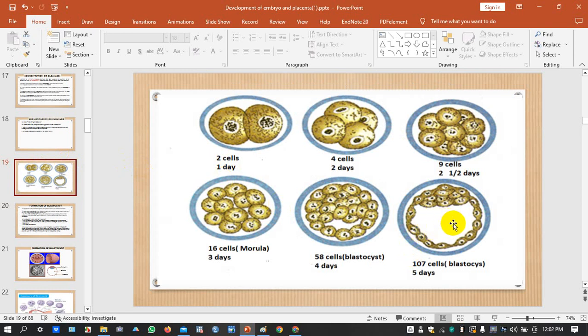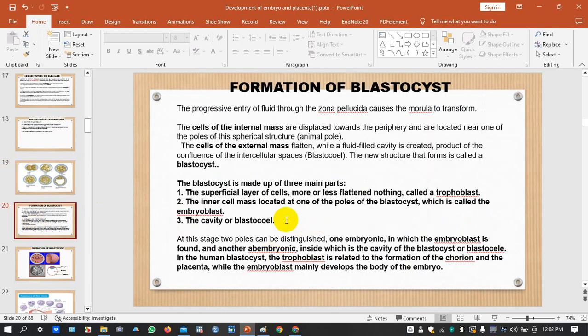This is a fluid-filled cavity. It contains fluid. It's called the blastocyst, and this is the embryoblast, which leads to the fetus, and this is the trophoblast, which leads to the placenta and the chorion, or fetal membranes. Okay, so like I've explained, this is the blastocyst, the inner cell mass. So the embryoblast is what I've shown you already.